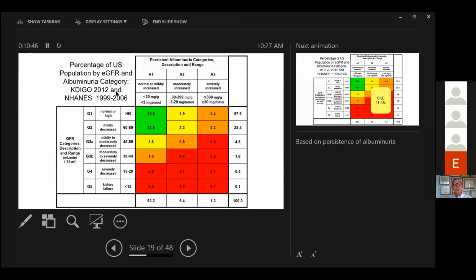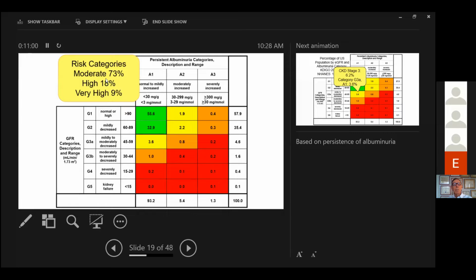And when we used the NHANES survey in the US to determine the number of people in each category, we found that 11.5% had CKD, that's everything but the green. That among people with CKD, the red, or the high-risk categories, 9%, 18% for the orange, and 73% for the yellow. So most people with CKD have moderate risk, okay? A minority have very high risk, and these are, of course, the ones that we're most concerned should come to nephrology attention.